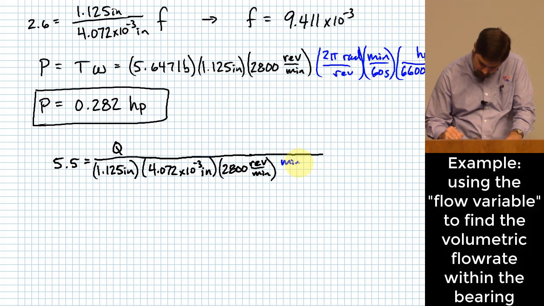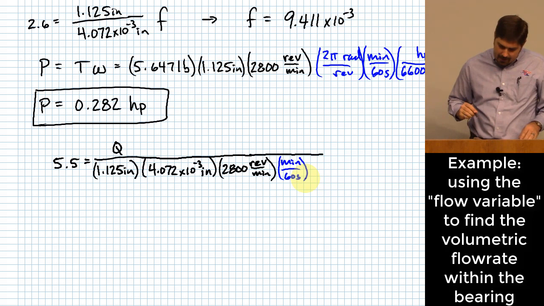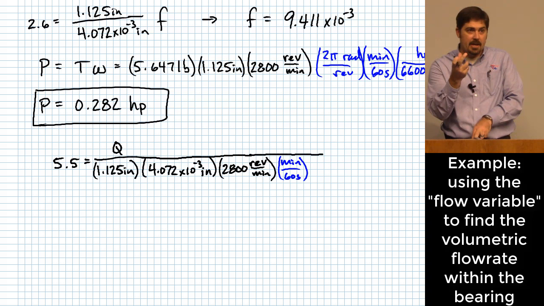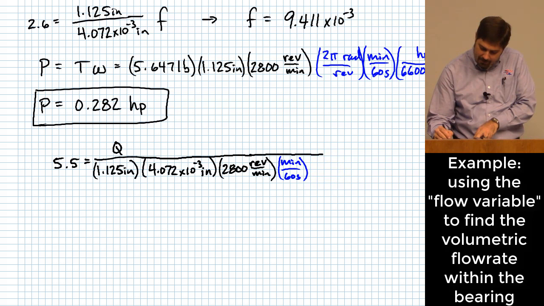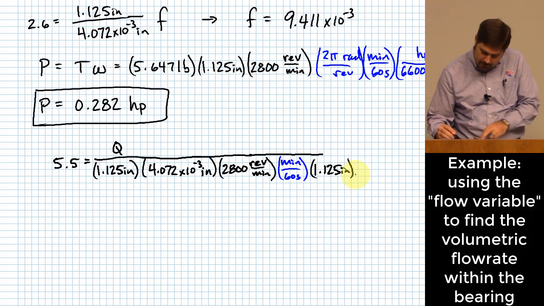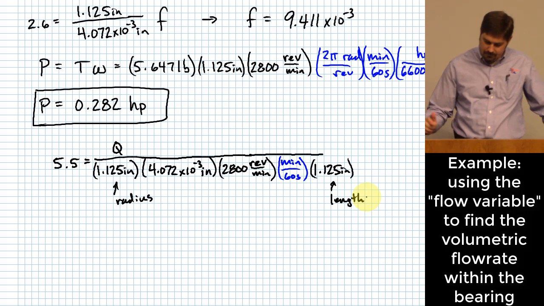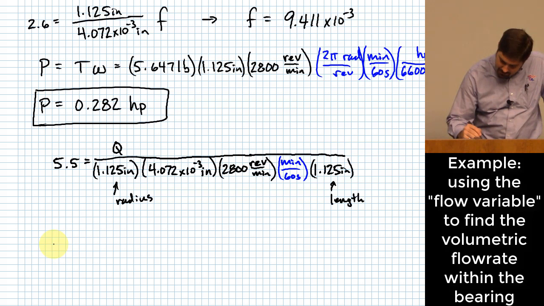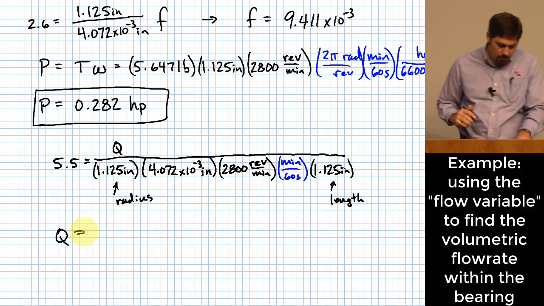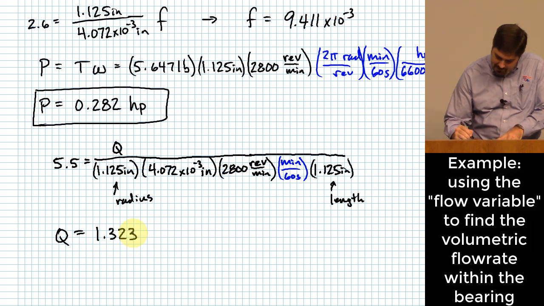Just like this. All right, and then L is the last term. And remember, L is how far in and out of the page this bearing went. And we said that that was 1.125 inches. So just to be clear, that's radius and that's length. Okay, so when we plug all of this stuff in, we end up getting a Q value that is 1.323. This ends up being in cubic inches per second.